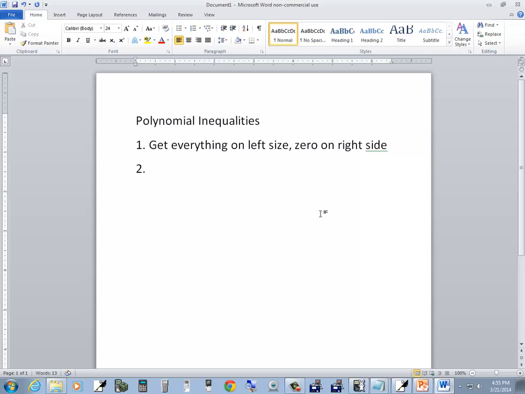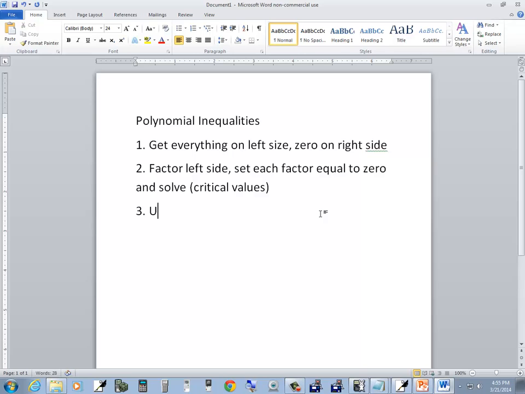Step 2, factor the left side, set each factor equal to 0, and solve. And these are going to be our critical values, critical numbers. It's where something potentially is happening.